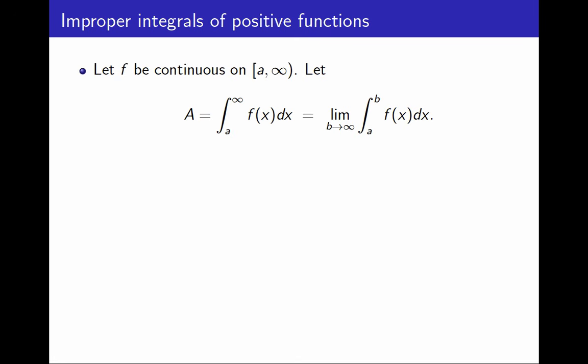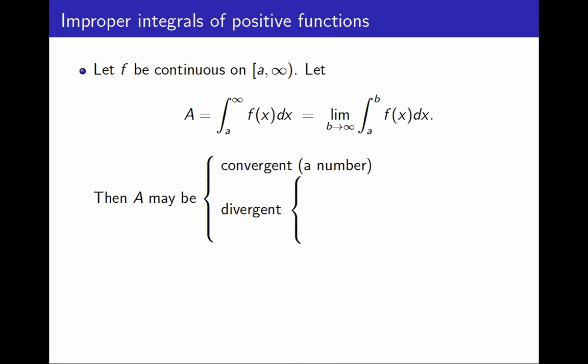This limit, like all limits, may or may not exist. And we say that the improper integral is convergent when the limit exists, when it is a number. That's the only case in which this integral is a number. And we say it is divergent otherwise, when the limit does not exist. But if the limit doesn't exist, it may not exist for different reasons. Perhaps it is divergent to infinity, or perhaps to minus infinity, or something else, which I'm going to call "oscillating."